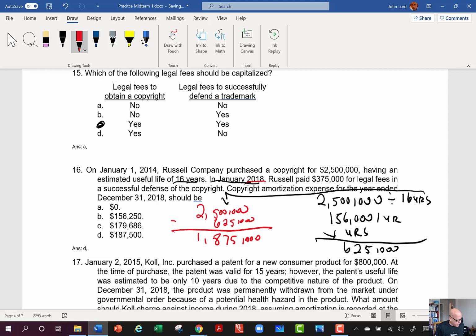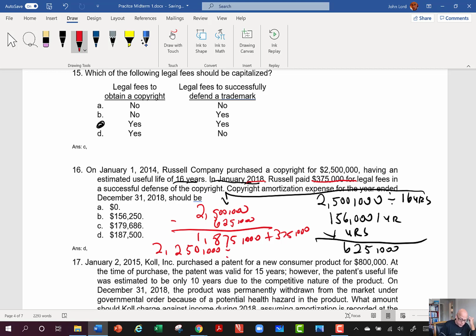I have to add the successful legal fees, because I can capitalize those, but then of course I'm going to have to amortize them. So 1,875,000 plus the 375 brings the book value here in 2018 to 2,250,000, and then I have to now amortize that over how many years?